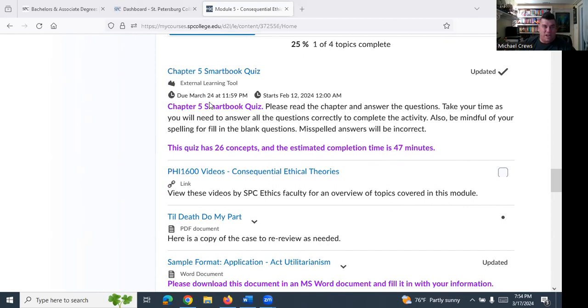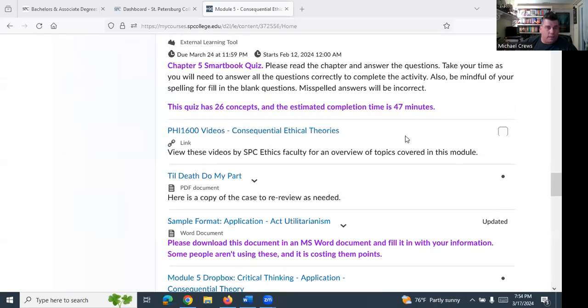But I always recommend reading the chapter and doing the quiz first, because in the chapter, in particular pages 24 and 25, it goes over this application process for you, shows the chart, shows the scale, shows all this different stuff you need to use. So you don't want the first time you're seeing that to be after you've turned in your assignment, right? Look at it beforehand. You just have the week to do the quiz, but I'd recommend doing it first, okay? So read the Smart Book chapter, take the quiz, 26 concepts, 47 minutes. So make sure you plan your time accordingly.